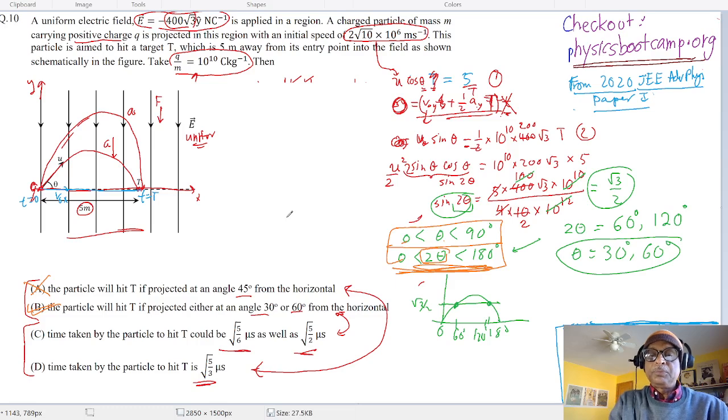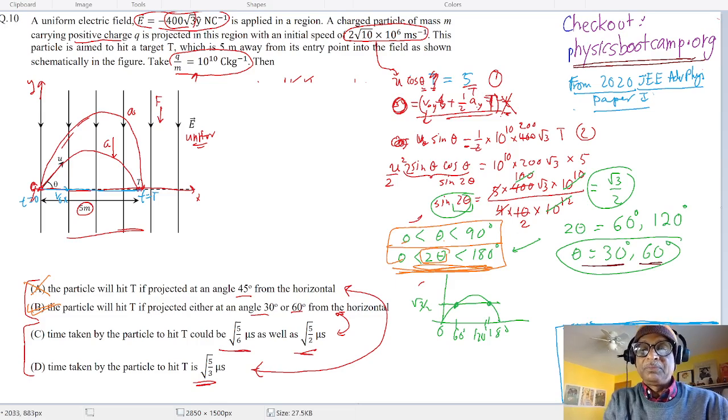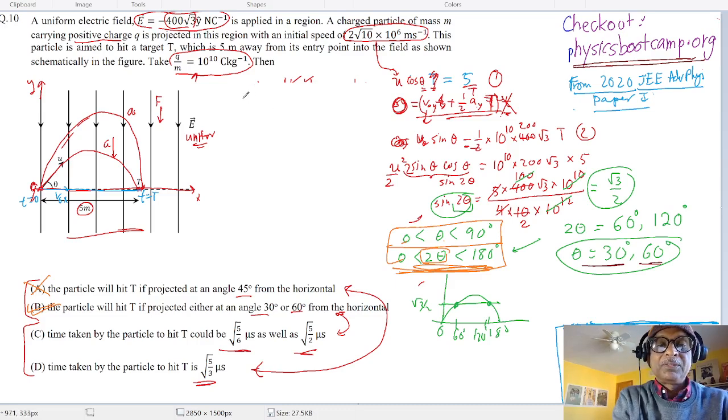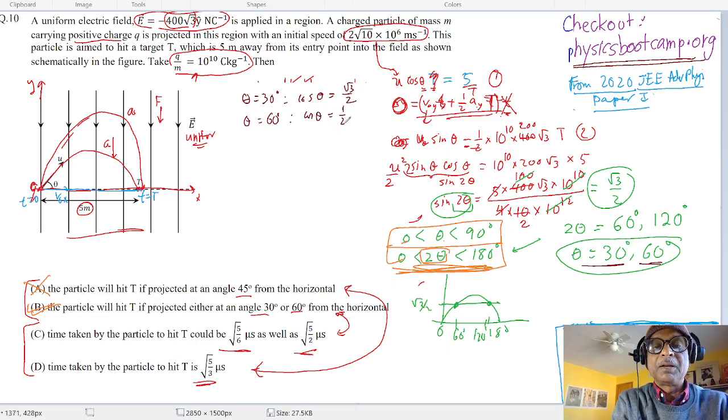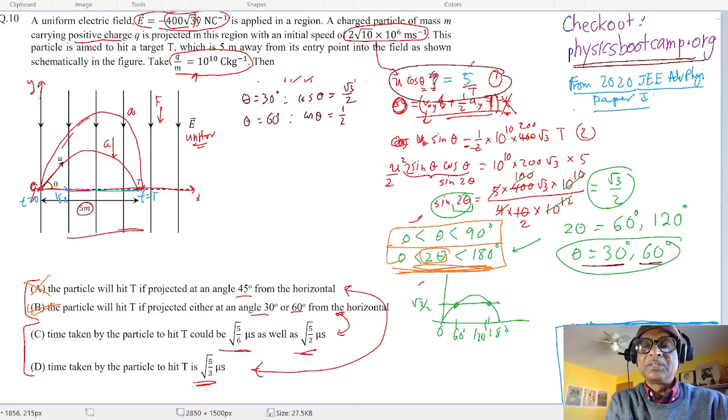Okay, so to decide in 2 different times, I need to find t for these two different theta values, from either the y equation or the x equation. Suppose theta is 30 degrees, cosine theta is going to be square root of 3 over 2. If theta is 60 degrees, then cosine theta will be half. So let's use this.